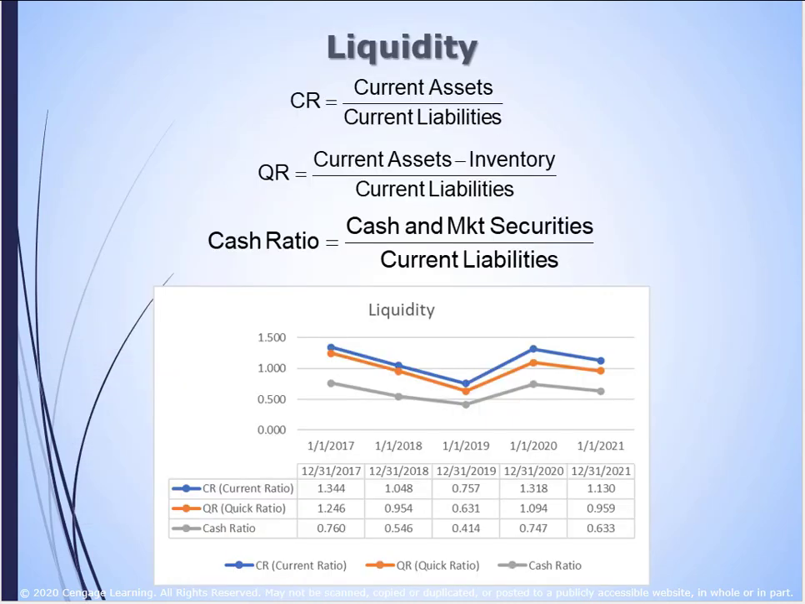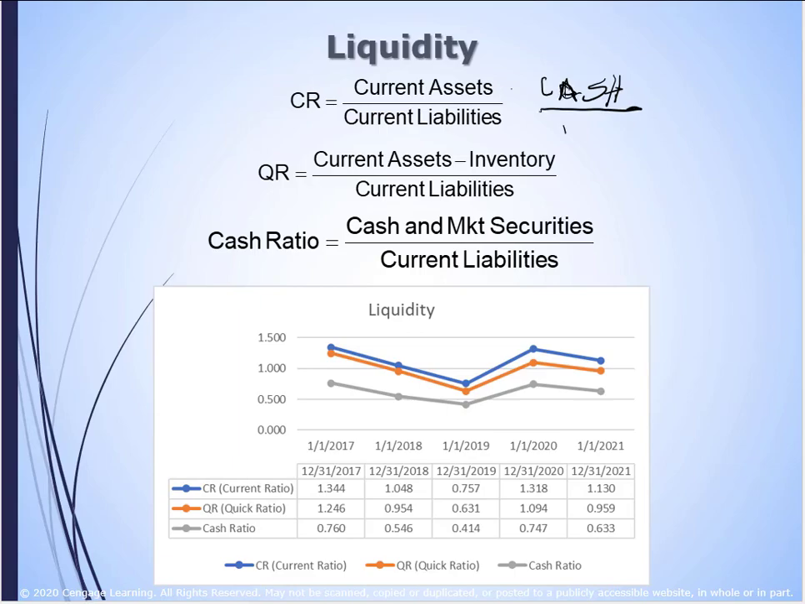So let's look at this first set of ratios, the liquidity ratios. Remember, this is about our ability to pay our short-term debts. Now, the short-term assets, current assets, are cash, accounts receivable, inventory, and some marketable securities, although cash and marketable securities are sometimes combined together. So this can essentially be referred to as the cash of the company.